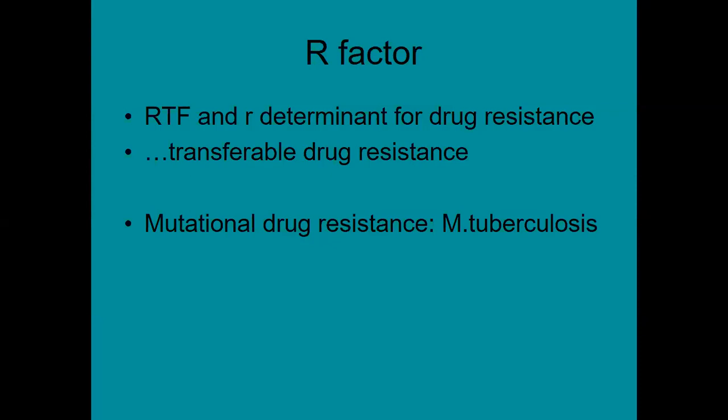Then you have mutational drug resistance, which basically happens in M. tuberculosis. So mycobacteria get drug resistance through mutation. Drug resistance can be of two types: either the cell undergoes mutation and gets resistance to penicillin, or it can be a transferable drug resistance, which happens because of the R factor.